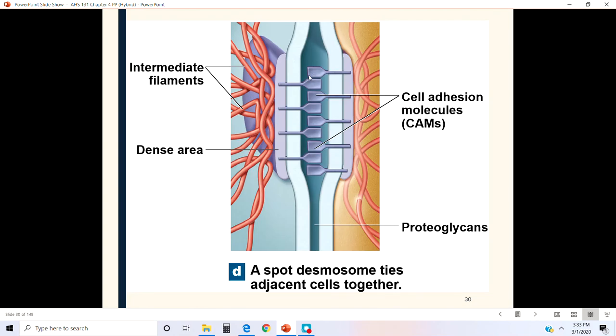Okay, so here's that again, the whole spot desmosome. You're going to see the dense area, and that's going to be tied to not the microfilaments, but the intermediate filaments this time. Again, an example of this would be keratin.